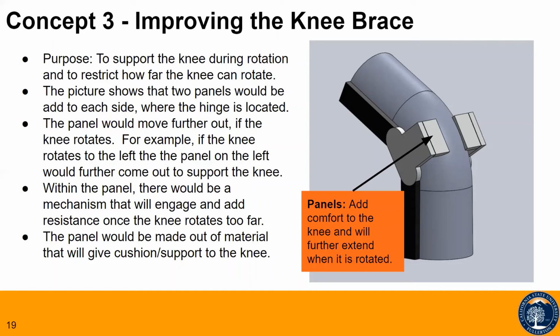Also, the panel would have a mechanism within it to add resistance so the knee won't rotate further out or inward. So overall, the purpose of the panels is to add support to the knee and add resistance when the knee decides to go inward or outward rotation.